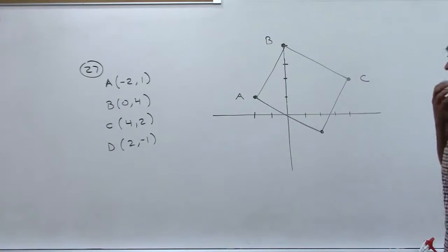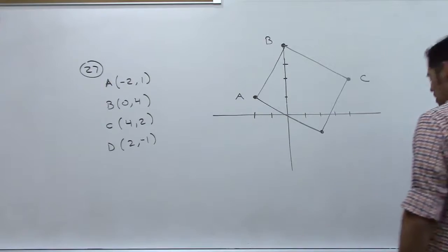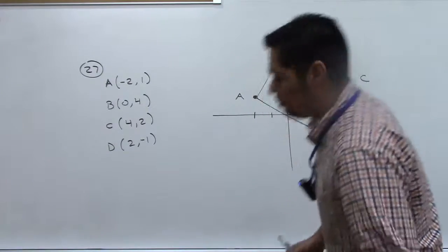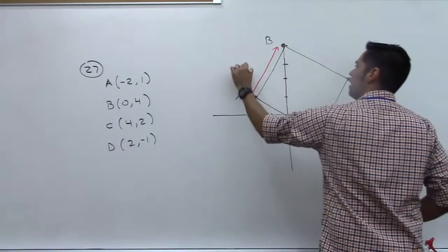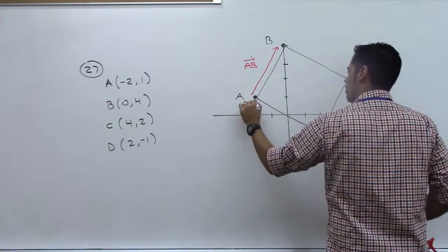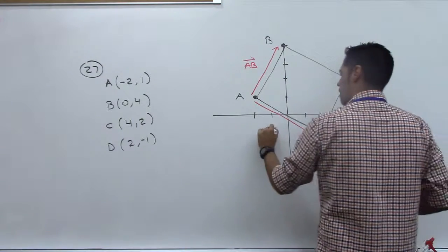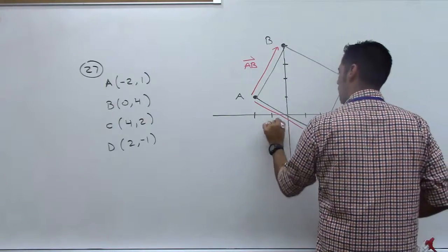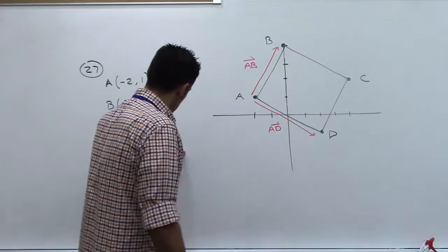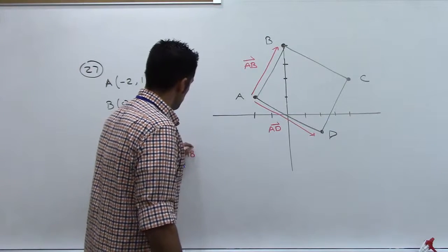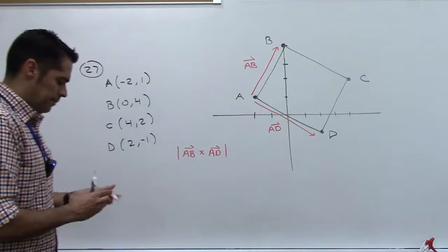They're telling us it's a parallelogram, so we can trust that. All we need to do is come up with two vectors, which I could do this vector from A to B, and I could do this vector from A to D. And all I have to do is look at the magnitude of the cross product, and that will give me the area.